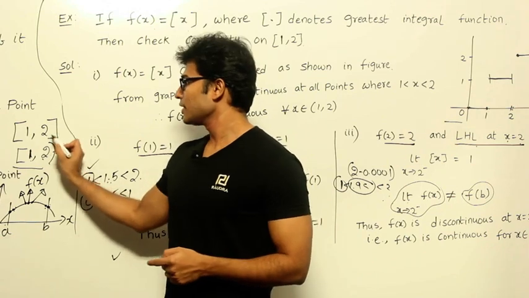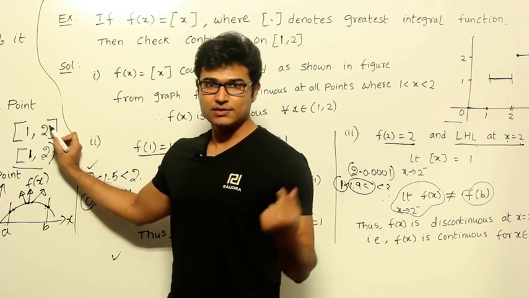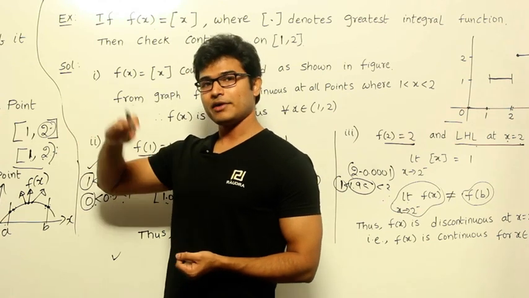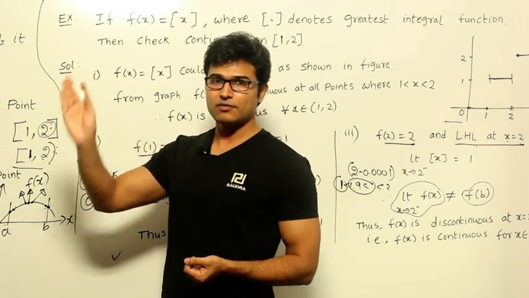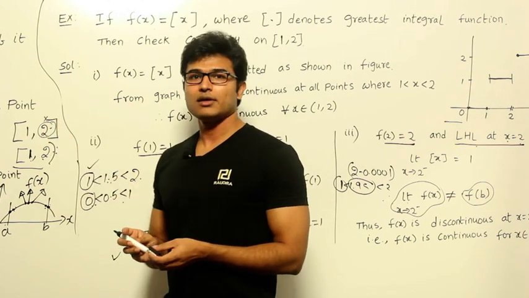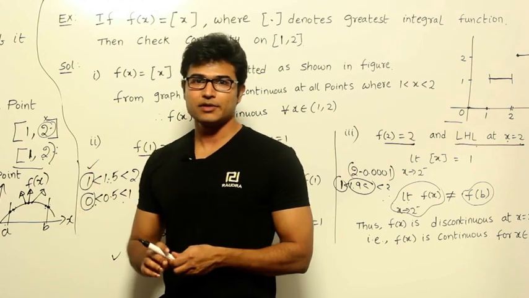But when you close it, the function is not continuous. The reason is at 2 the function is actually jumping, right? At 2 the function has become 2 and to the left of it the function is 1. That is why we can say that it is failing at 2, but on the other points it is continuous. Alright? Okay.